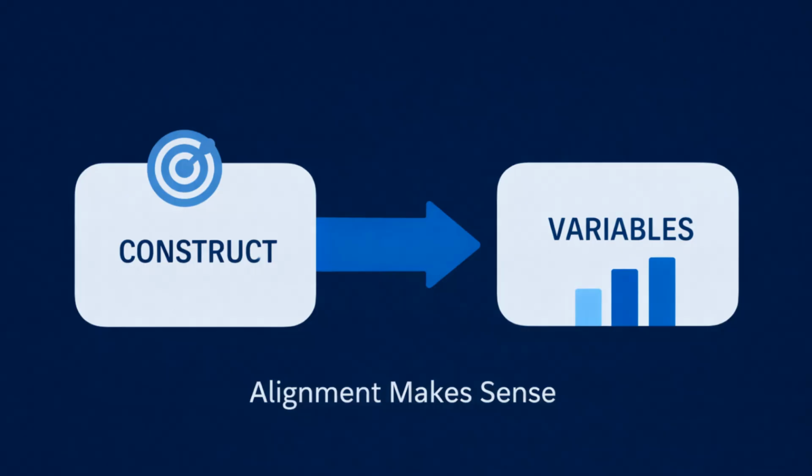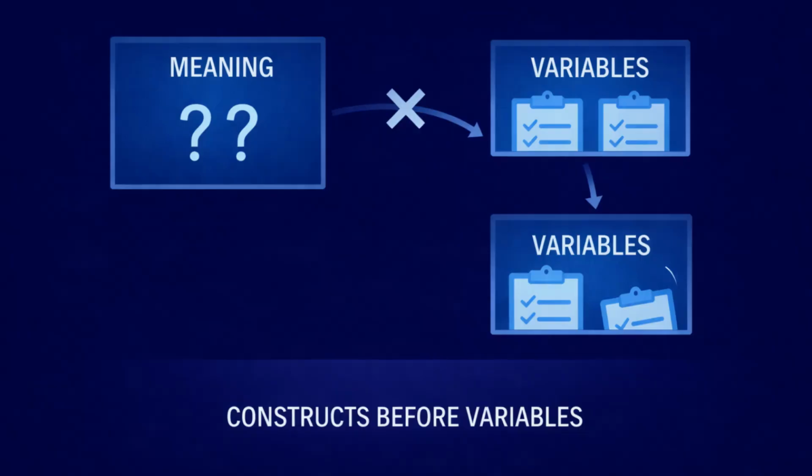A construct tells you what you care about. Variables tell you how that construct will show up in data. You do not start by asking what you can measure. You start by asking what the construct means in this study. Variables come after meaning, not before it. When this order is reversed, alignment problems almost always follow.